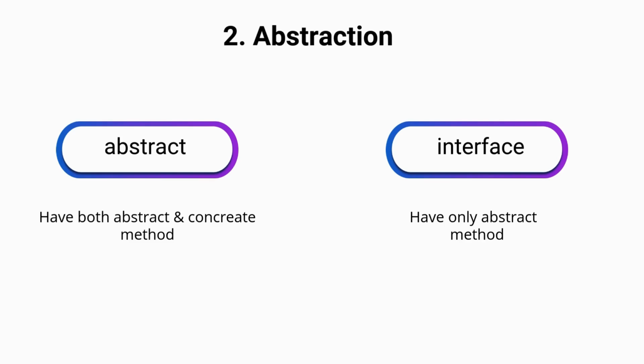So in an interview, you have to answer this clearly. Okay, use abstract classes for shared behavior and interfaces for defining a contract across multiple implementations.